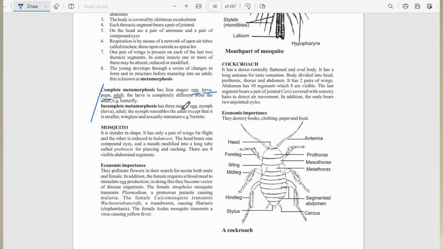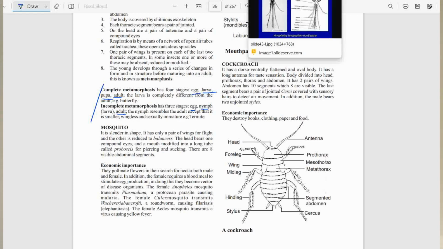So for incomplete metamorphosis, you have 3 stages. The first is the egg developing into the nymph, and from the nymph, you have the adult. Now, the difference between the complete and incomplete metamorphosis is the fact that the pupal stage is missing in the incomplete metamorphosis, and the nymph resembles the adult, except that it's a smaller creature.